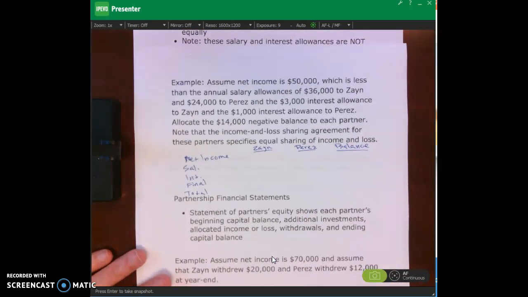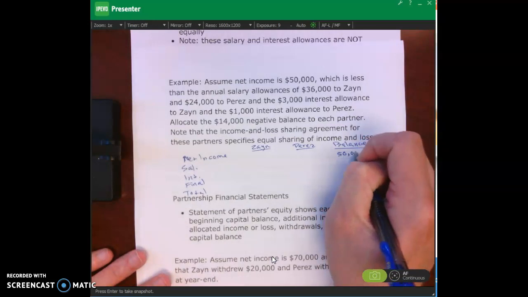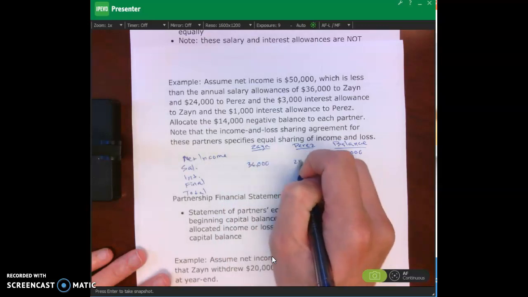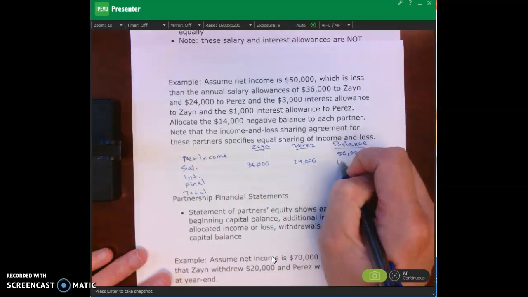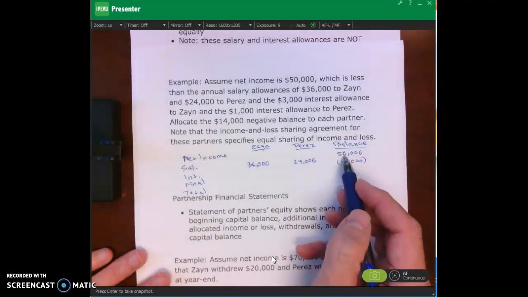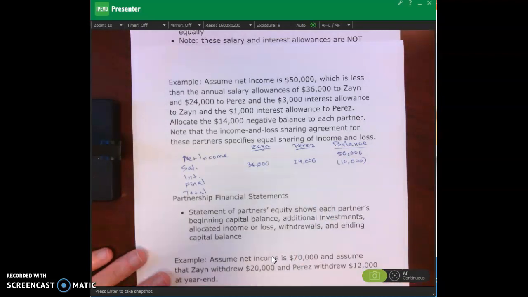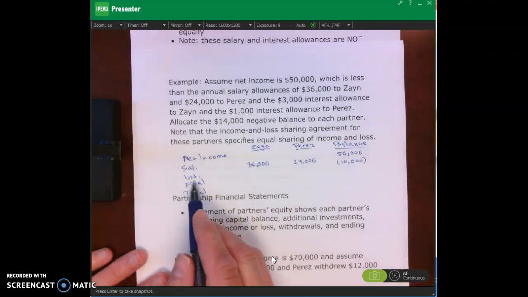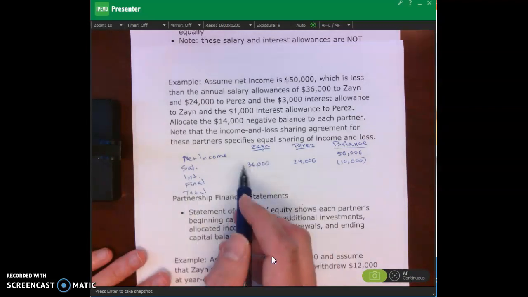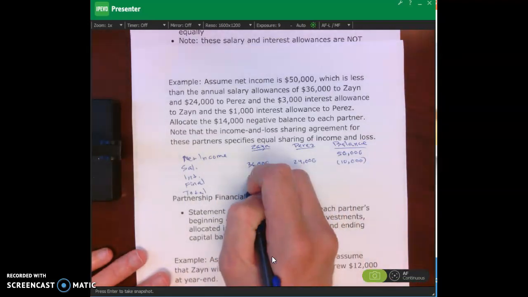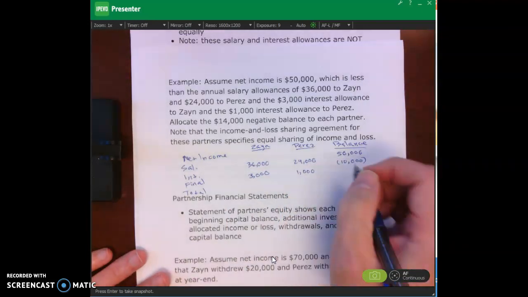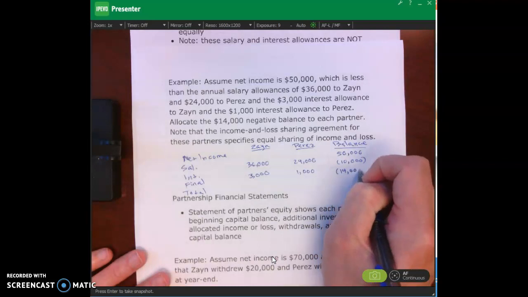Remember, our net income at the beginning is 50,000, and then Kayla gets 36 and Hector gets 24. That's 60 minus the 50, so we have $10,000 in the hole. And then we have our interest allowance. It's the same, because it's based upon beginning capital. Kayla had 30,000, and 10% gives us that 3,000. And then we have that 1,000 just like we had before. So that puts us in the hole $14,000.